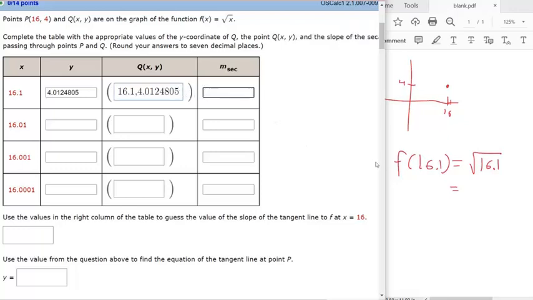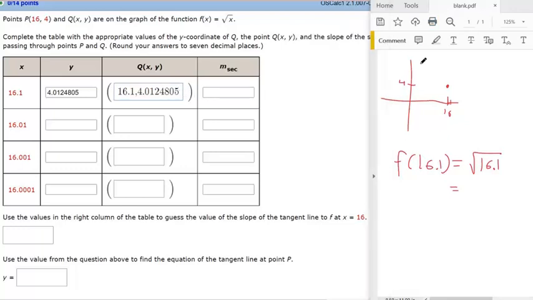And now for the slope, a secant slope is just the slope between 2 points. So you could start with either y coordinate. I'm starting with point P's y coordinate. I'm going to subtract Q's y coordinate. There's more there, I'll use my clipboard. And then since I started with P for the y coordinates, I've got to start with P for the x coordinates. P has 16 for an x coordinate, and Q has 16.1.